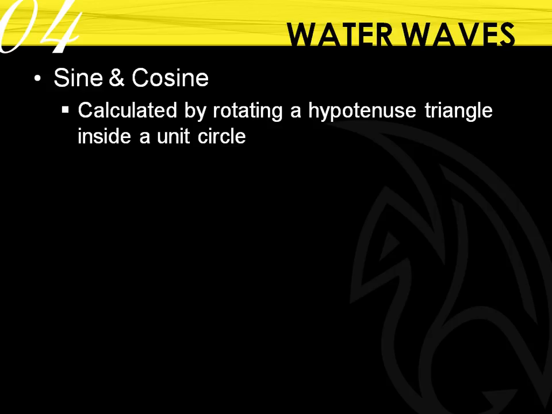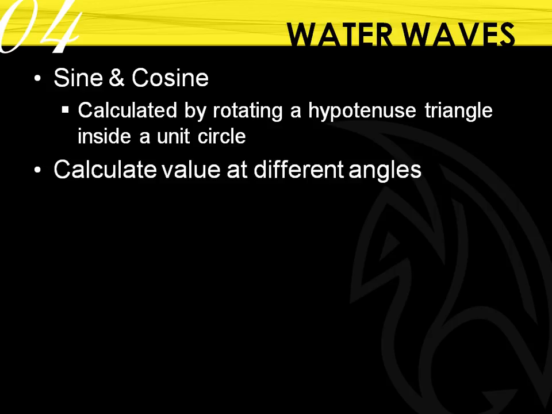So remember what a hypotenuse triangle is. It's a triangle where at least one angle is 90 degrees. And inside a unit circle, remember we heard the term unit before in reference to a normal. That was a normal with a length of 1. So a unit circle is a circle with a radius of 1. To calculate the value at different angles of this triangle inside this unit circle, sine is opposite divided by the hypotenuse. Remember, we had our three edges on our hypotenuse triangle: the opposite, the adjacent, and the hypotenuse.